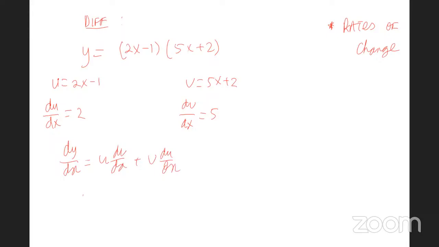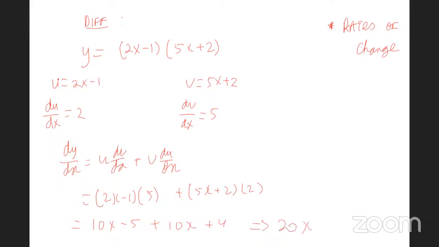All right, so let's see. I am using product rule, right? So u is equal to 2x minus 1, sorry. dv/dx is 5, v is 5x plus 2, du/dx is 2, right? So this is 10x minus 5, and this is 10x plus 4. When you work it out, 10x plus 10x, and minus 5 plus 4 is minus 1. So it's just a quick reminder of what we're doing, right?